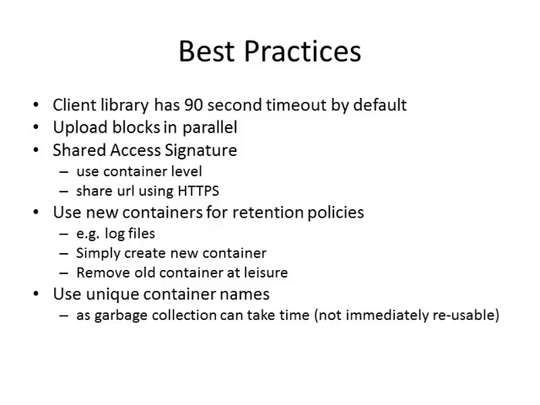So, a few last points on blob storage. If you're using the client library, there is a 90-second timeout by default. Apparently this is hit by loads and loads of people. If your file takes longer than 90 seconds to upload, the .NET client library will throw you out and fail. If you know your upload is going to take longer, change the default timeout. I think that's their top problem they get. If you're uploading, upload blocks in parallel. For shared access signature, always share the URL using HTTPS. Don't share it using HTTP. People can obviously see your traffic and see your blob on its way through.